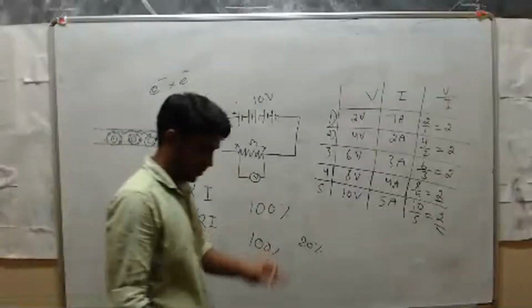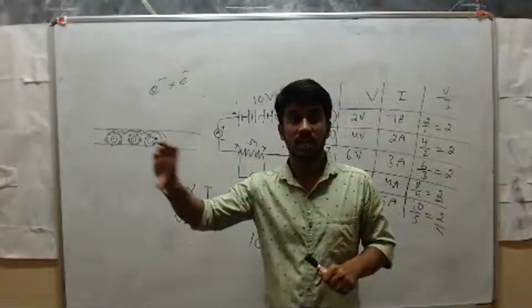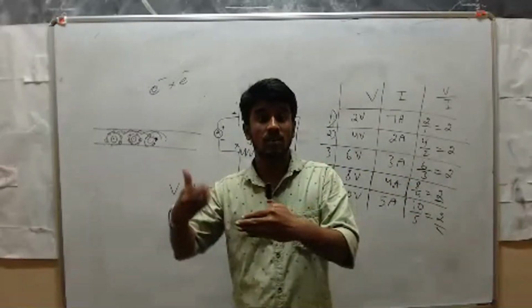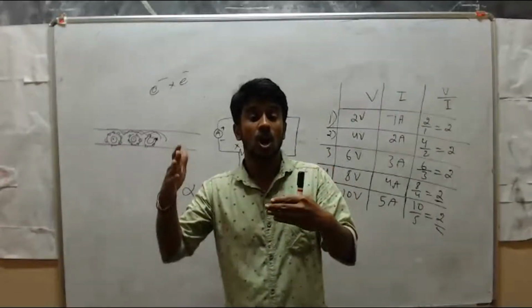But in the previous class we studied that electrons moving through a wire constitute the current. While moving through the wire, some electrons collide with the neighboring atoms. That's why there is some kind of opposition.